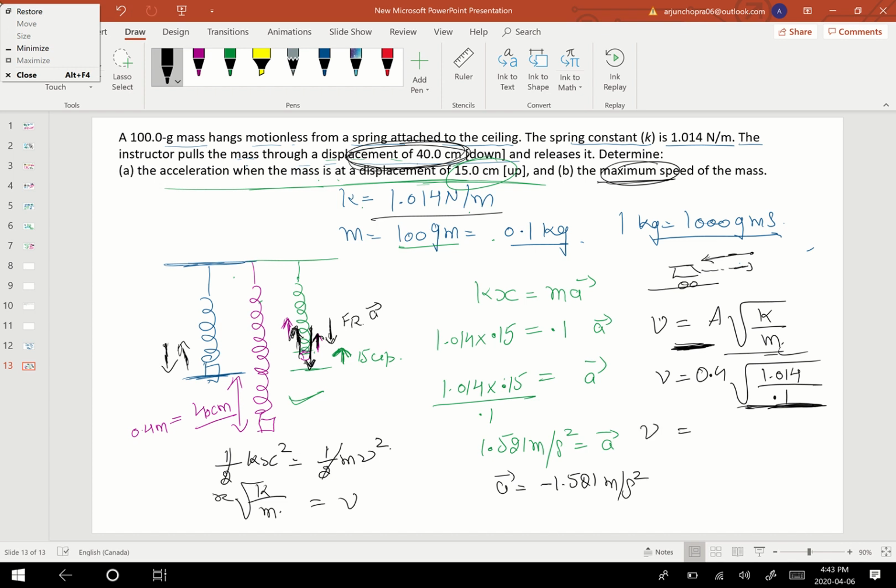So the velocity value, the maximum velocity, is 1.27 meters per second. So that's the velocity value. Hopefully you're able to understand these couple of questions, and that helped you to understand the concept of springs.